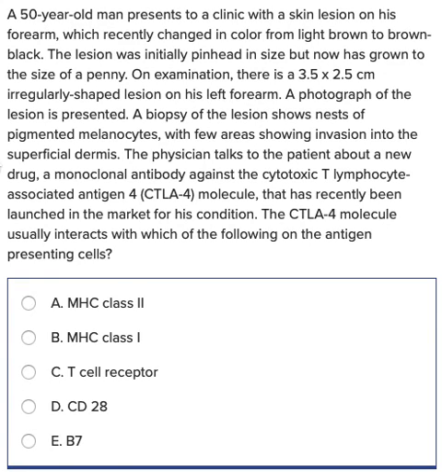The physician talked to the patient about a new drug, a monoclonal antibody against the cytotoxic T lymphocyte associated antigen 4, CTLA4 molecule, that has recently been launched in the market for his condition. The CTLA4 molecule usually interacts with which of the following on the antigen-presenting cells?